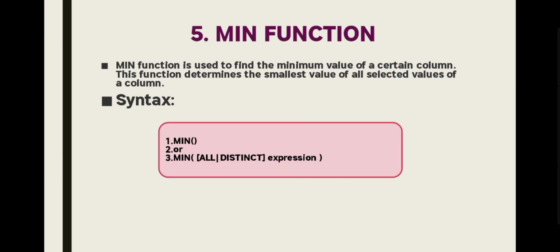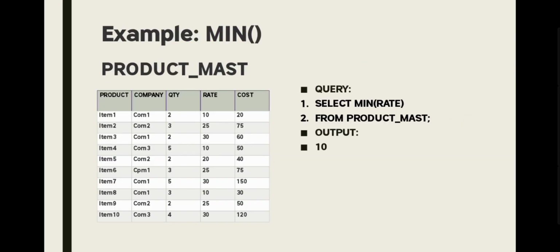And the min function, the same as the max. Min function is used to find the minimum value of a certain column. This function determines the smallest value of all selected values of a column. The syntax is MIN(ALL/DISTINCT expression). This query is SELECT MIN(rate) FROM product master. There is the table, the minimum value in the rate column. 10 is the minimum value, so the output is 10.